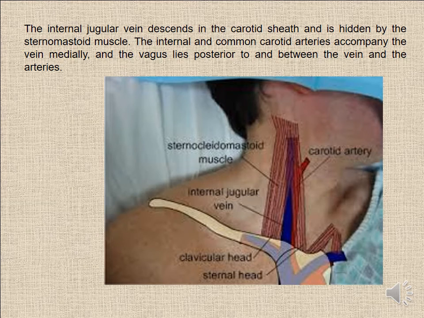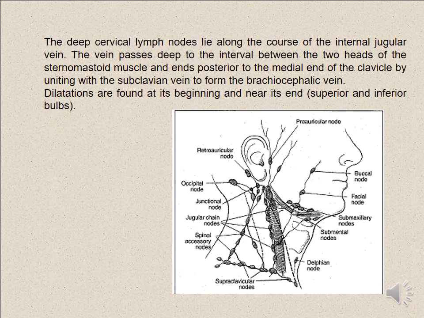The internal jugular vein descends in the carotid sheath and is hidden by the sternomastoid muscle. The internal and common carotid arteries accompany the vein medially, and the vagus lies posterior, between the vein and the arteries. The deep cervical lymph nodes lie along the course of the internal jugular vein. The vein passes deep to the interval between the two heads of the sternocleidomastoid muscle, and ends posterior to the medial end of the clavicle by uniting with the subclavian vein to form the brachiocephalic vein.